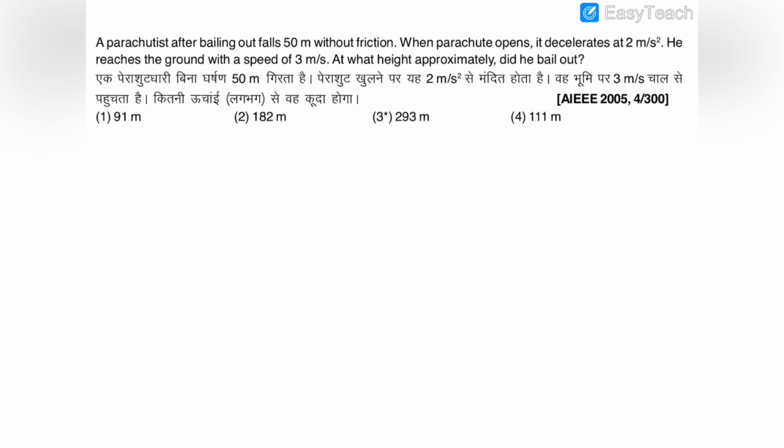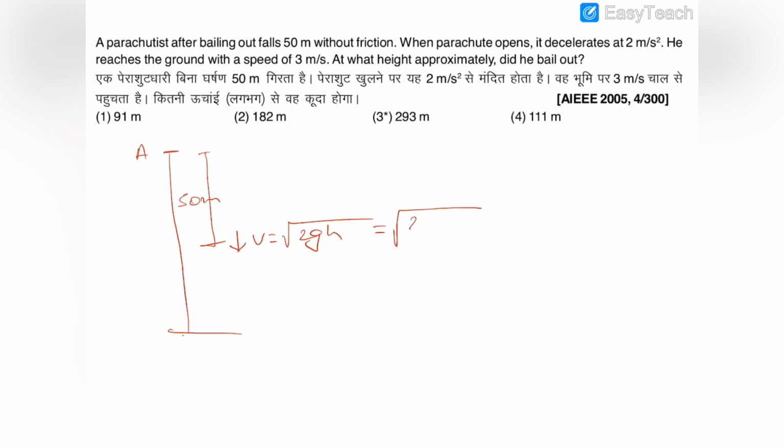So let us draw the situation. Initially he jumped off from this point, let's suppose A, and this is the ground. After descending by 50 meters, we can see that its velocity v will be under root of 2gh. So it is under root of 2 into 10 into 50, which is equal to under root of 1000, and therefore it is 10 root 10.